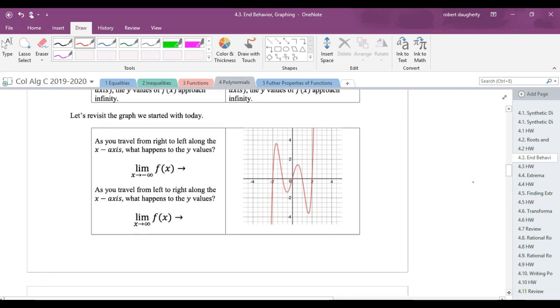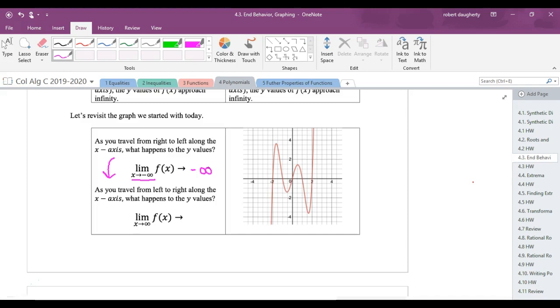One way that people can do this is look at it graphically. When I go to the left, where are my y values going? Are they going up or down? They're going down. So I know just by looking at the graph, when the x values go to the left, the y values are going down. What number represents I'm going down and I'm never coming back? Negative infinity. As the x values go to negative infinity, the y values are going to negative infinity.